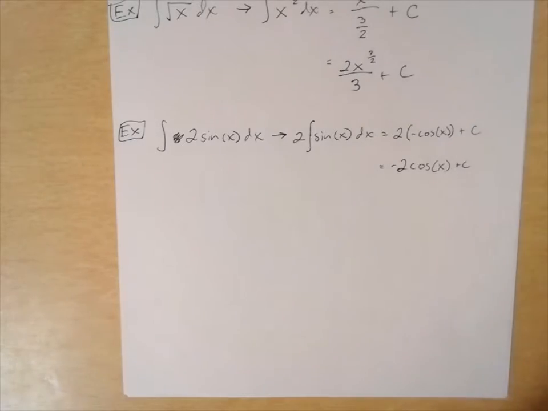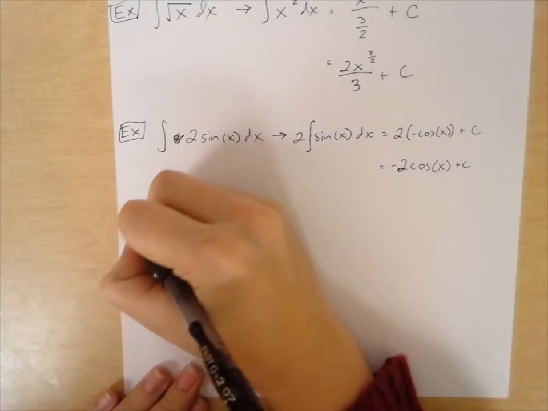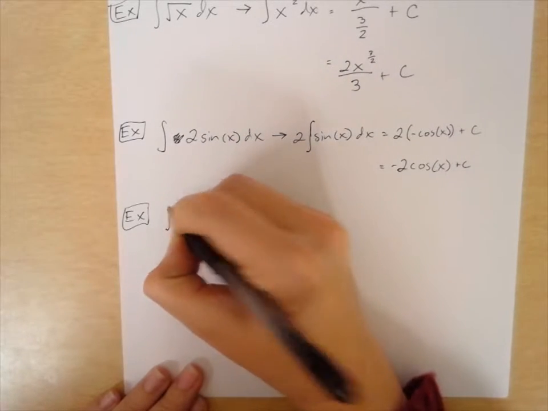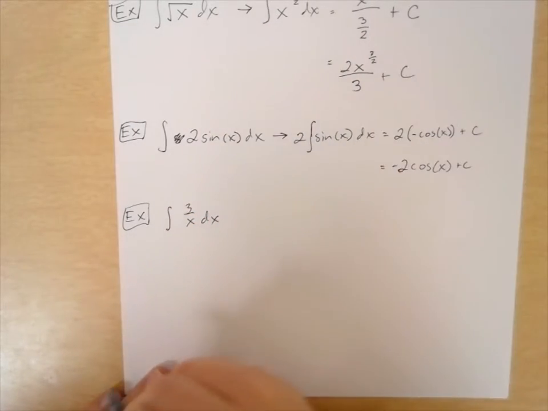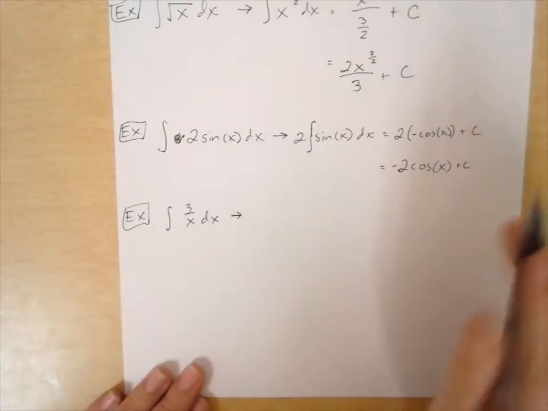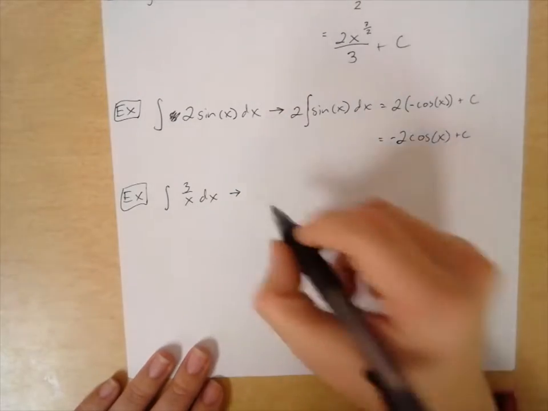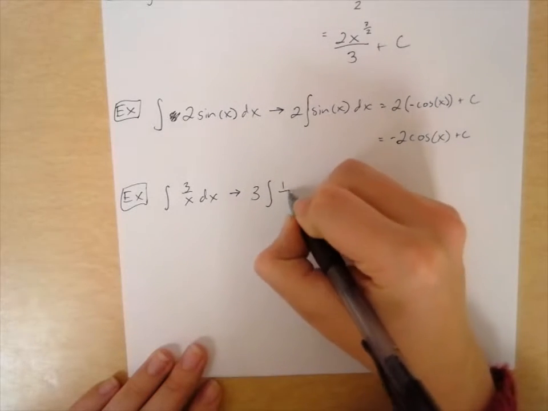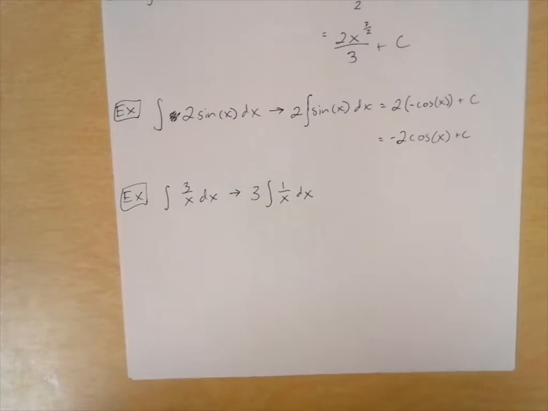Alrighty, so there's one more quick one that I'd like to go over before we get to a new topic. Let's say that we wanted to integrate 3 over x. And again, what I want you to see here is that this 3 is actually a constant on top. And what I can do then is take that and put it out in front, and then I have 1 over x dx.